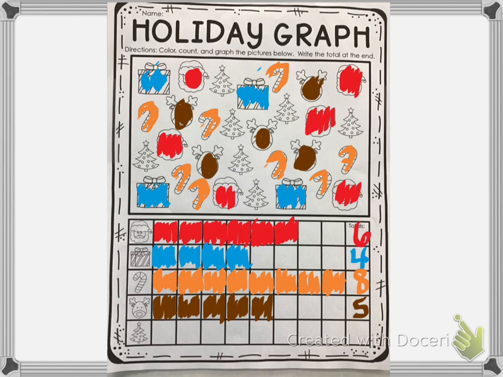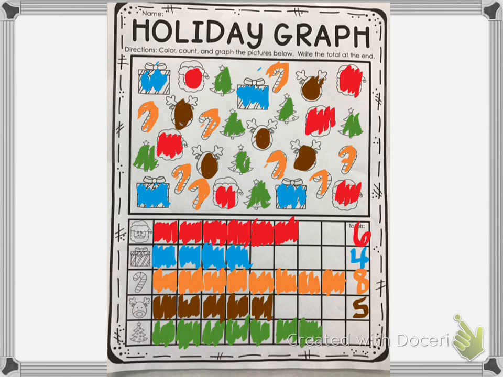Okay. Green. One square. 2. Another square. 3. Another square. 4. Another square. 5. Another square. 6. Another square. 7. Another square.